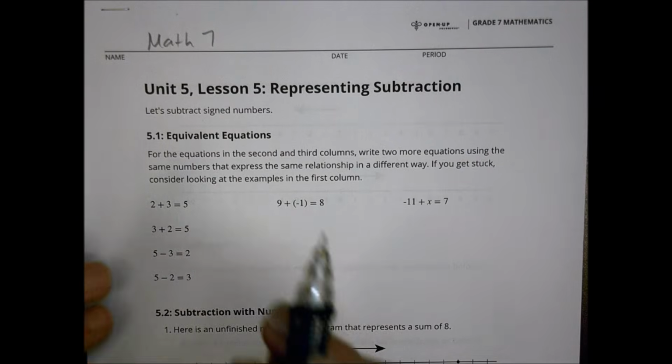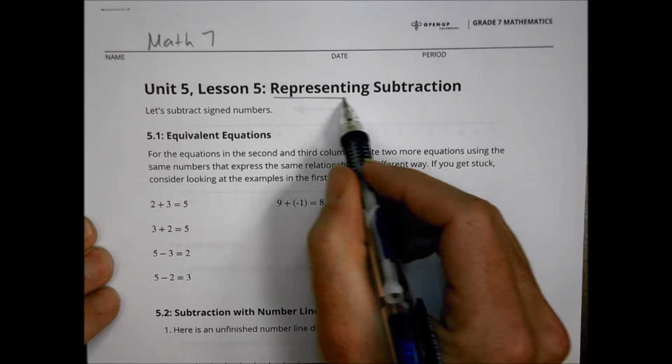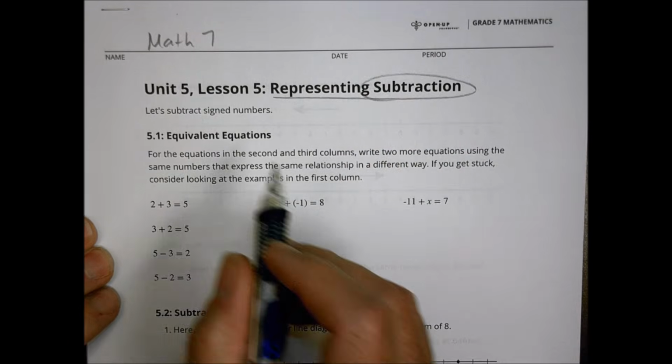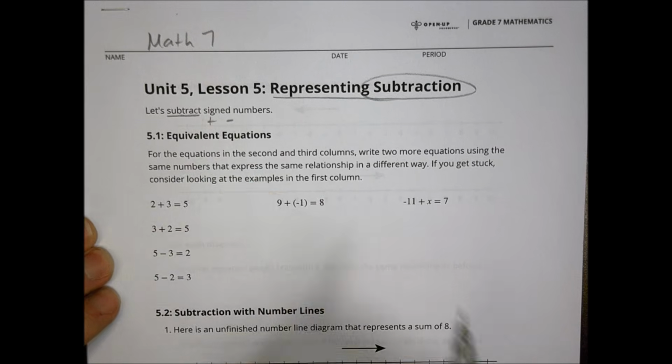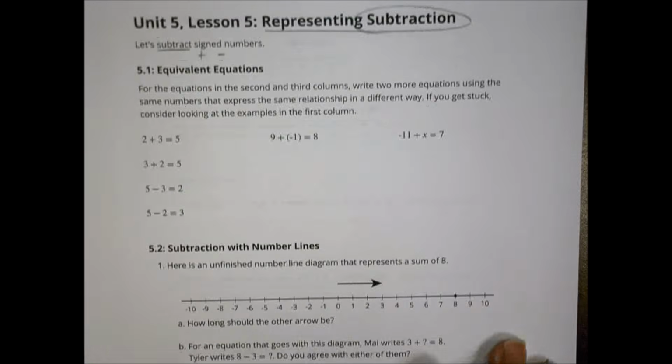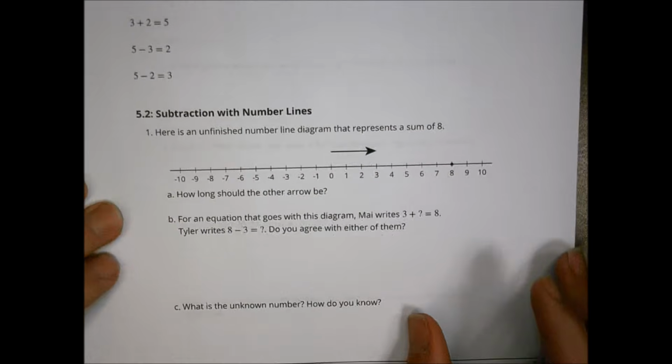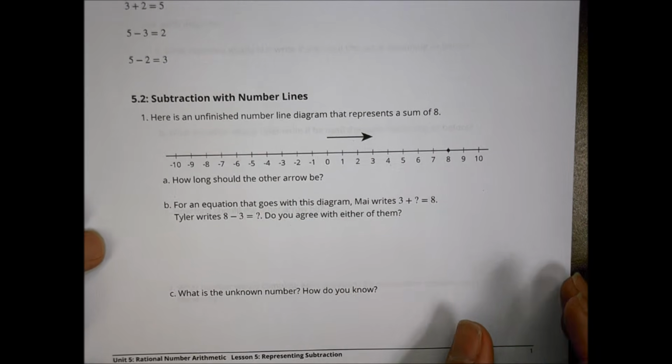Okay, this is Math 7, Unit 5, Lesson 5, representing subtraction today. And so today we're going to be subtracting signed numbers, positives and negatives. All right, so let's begin first of all looking at 5-2, subtraction with number lines.